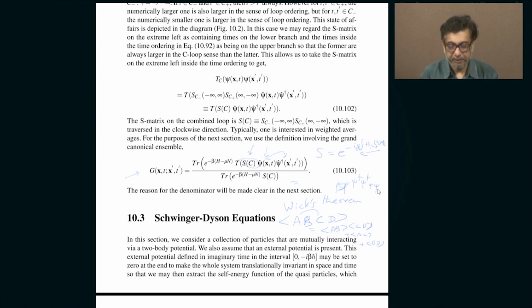So one of those pairings will involve pairing these two, and once you pair up these two and take the average, it becomes some number and goes outside, and then you will end up having to deal with only the operators that are sitting inside S. But the whole point is that that will exactly cancel the terms coming from the denominator.